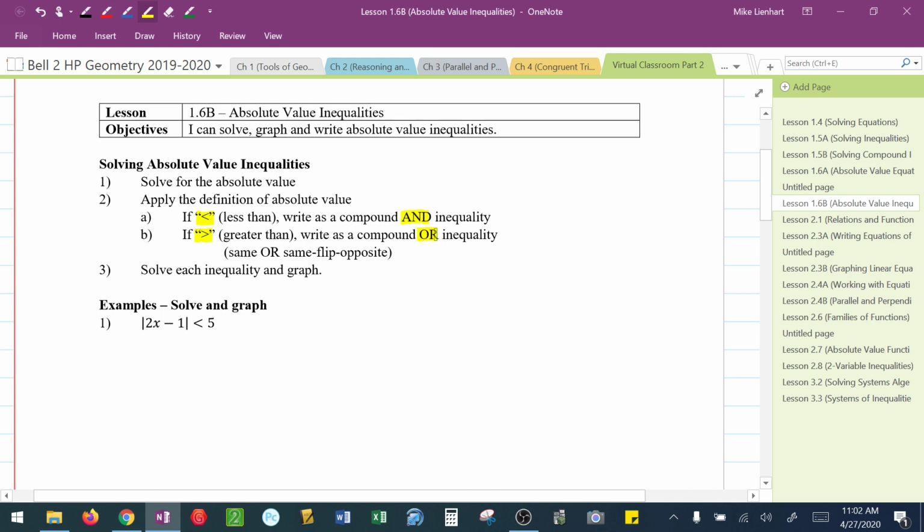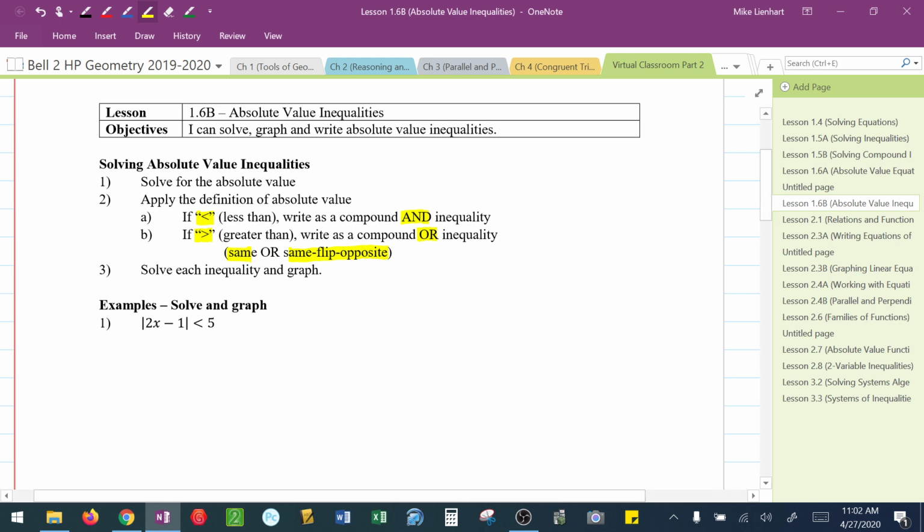Okay? And then when we rewrite these, especially with the or, we want to go same or same flip opposite. And you'll see this when we get to a couple examples. Once we have it all set up and established, then what we're going to do is solve each inequality separately and graph it and write the answer in a simplified form. All right, so let's start off with this first one.